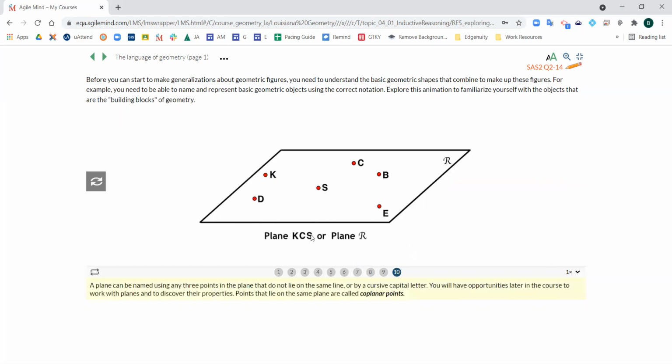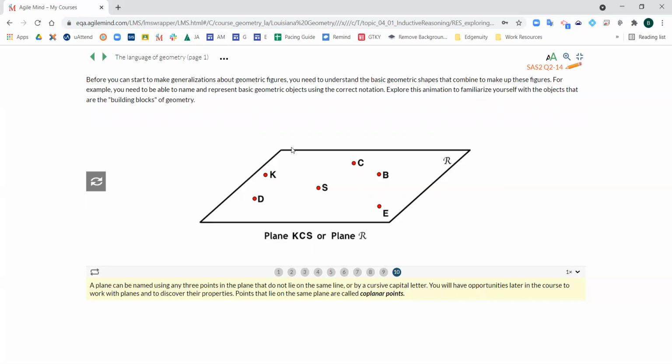And then with planes, you just pick any 3 points. You need 3 points to create a shape, so you need 3 points to define a plane. You might also see them in a cursive capital letter. So lines, sometimes you'll have a cursive lowercase letter. With planes, you might have a cursive uppercase letter.